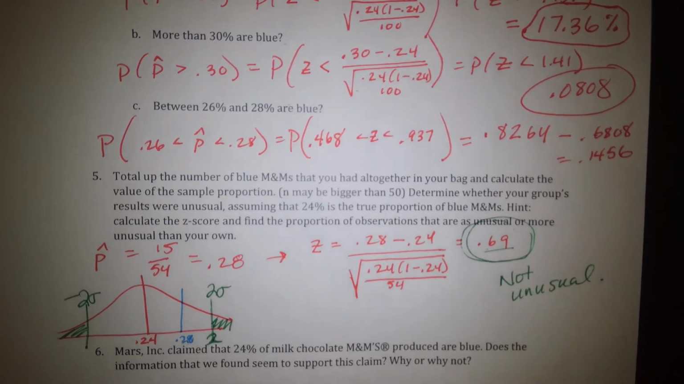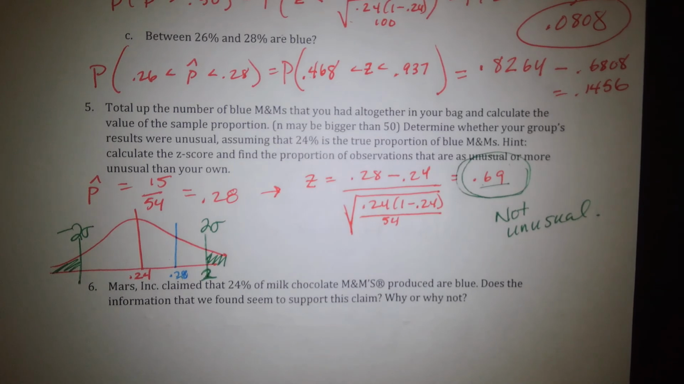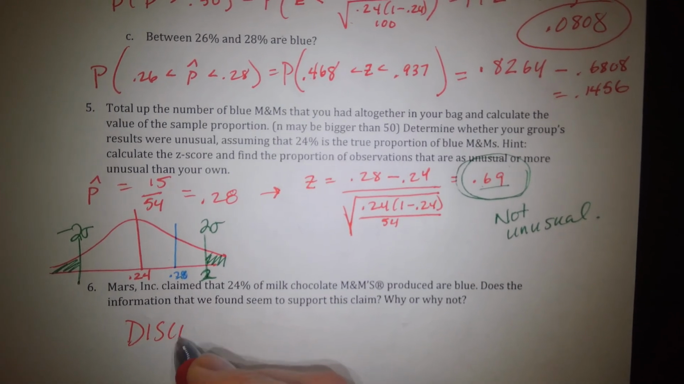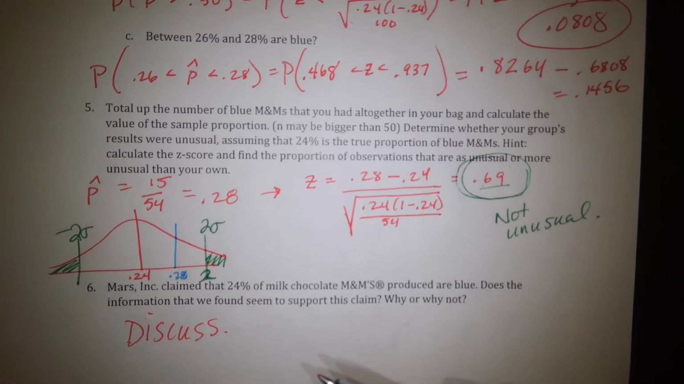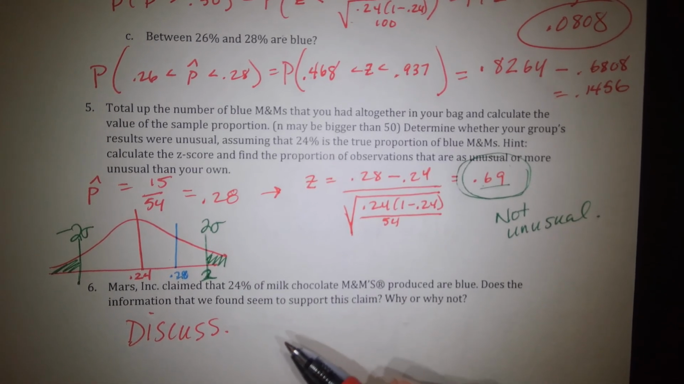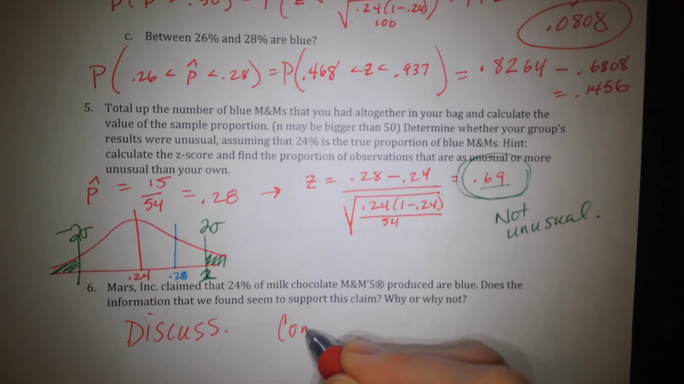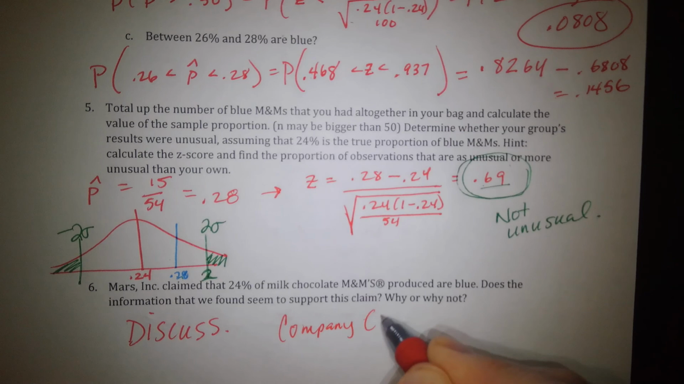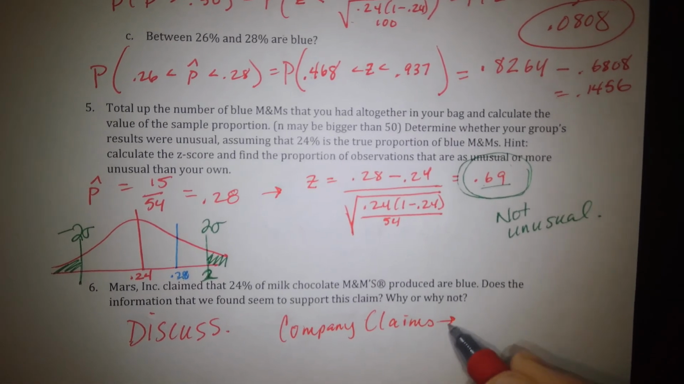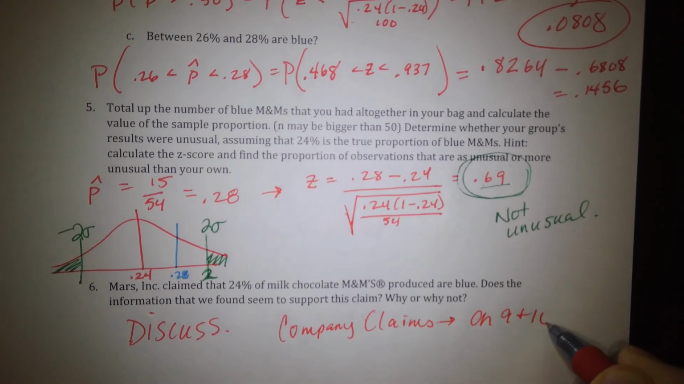So the last question then says, Mars claims that 24% of chocolate M&Ms are blue. Does the information that we found here seem to support this claim? Why or why not? I'm actually going to leave that to you to think about. We would normally discuss this in a class, but I'd like you to just think about that, and we'll talk more about company claims in chapters 9 and 10, which follow.